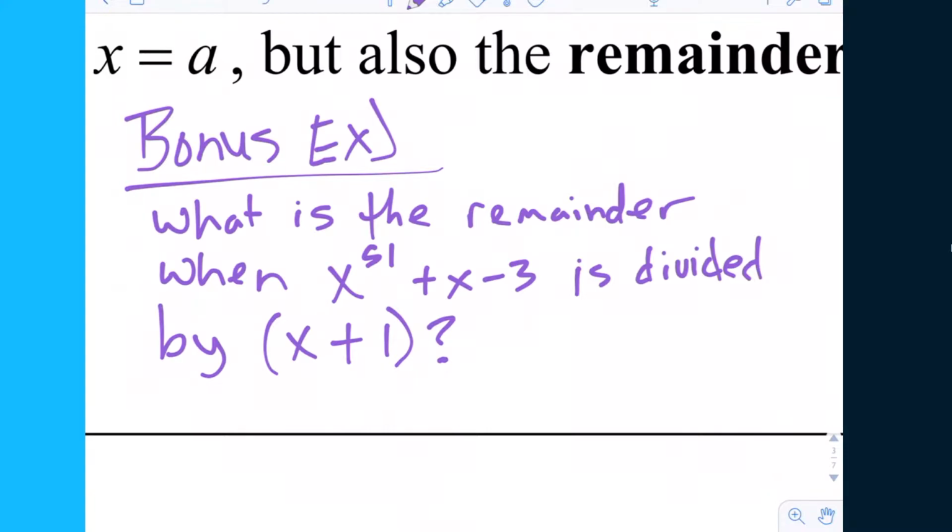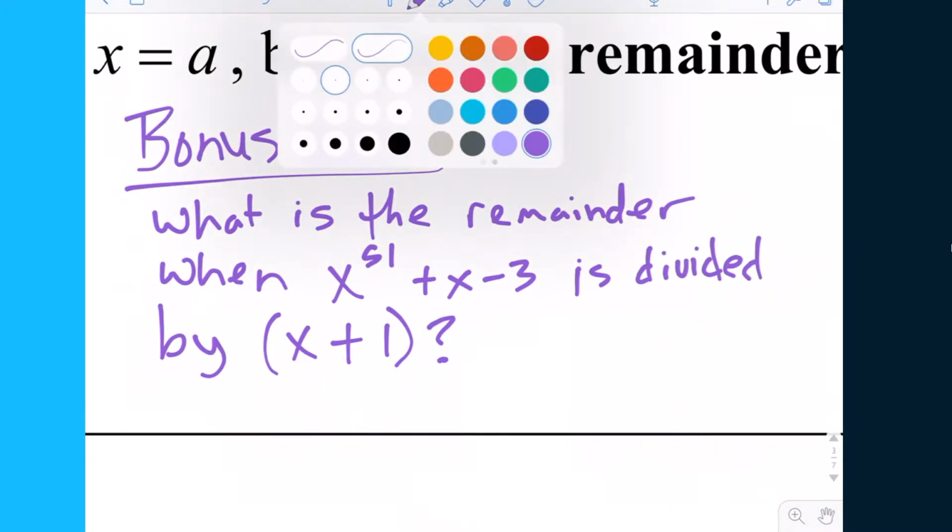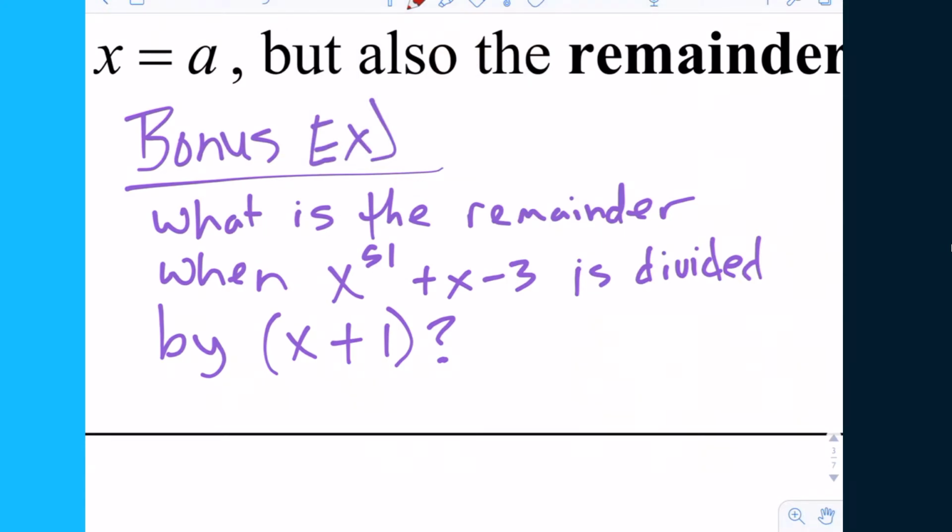Some of y'all are going to need a little bit more time using the method you've chosen, right? Let's see. There are several ways you could do this problem. The whole thing is just screaming division, isn't it? What's the remainder when you divide something by something?